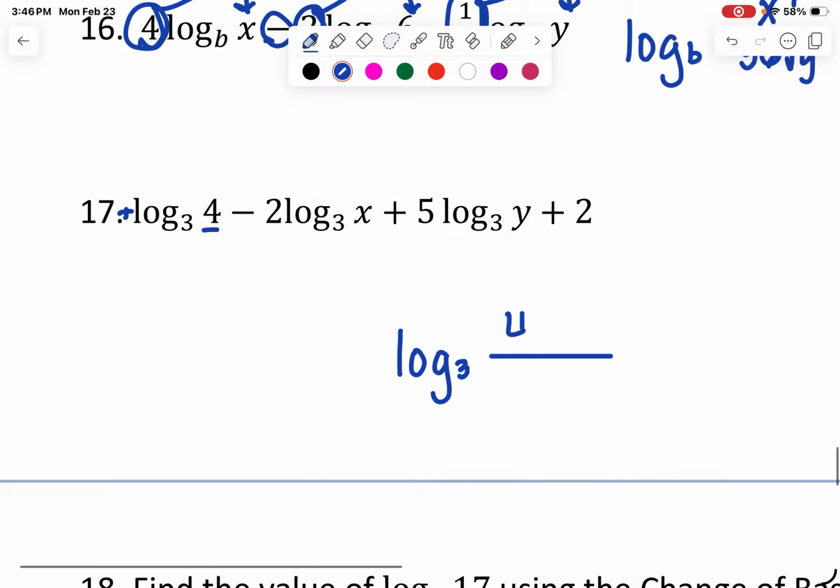So 4. This is a negative log. The argument is x. This is a square, so x squared goes in my denominator.